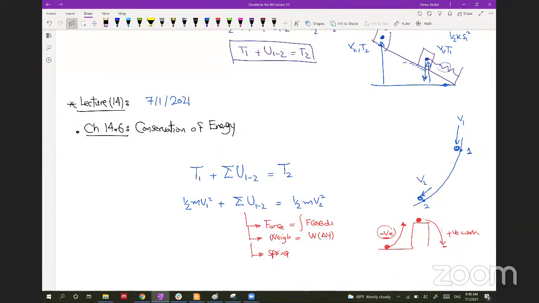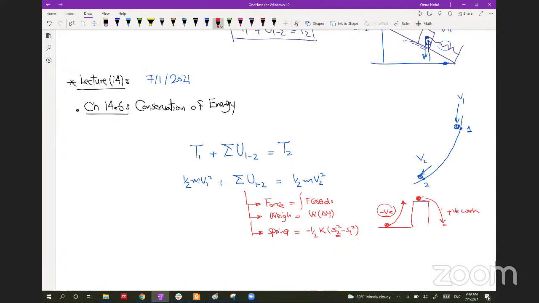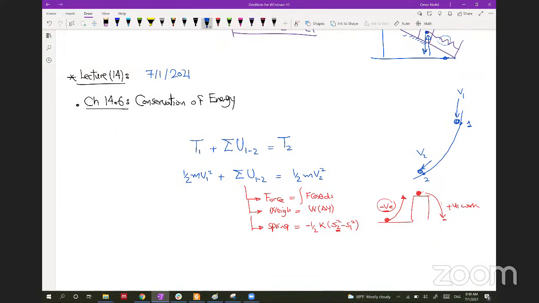And the spring, in terms of work, is always negative: negative half k delta s squared, and this is equal to s2 squared minus s1 squared, so the final elongation minus the initial extension. So this is how you calculate the work in terms of the spring.